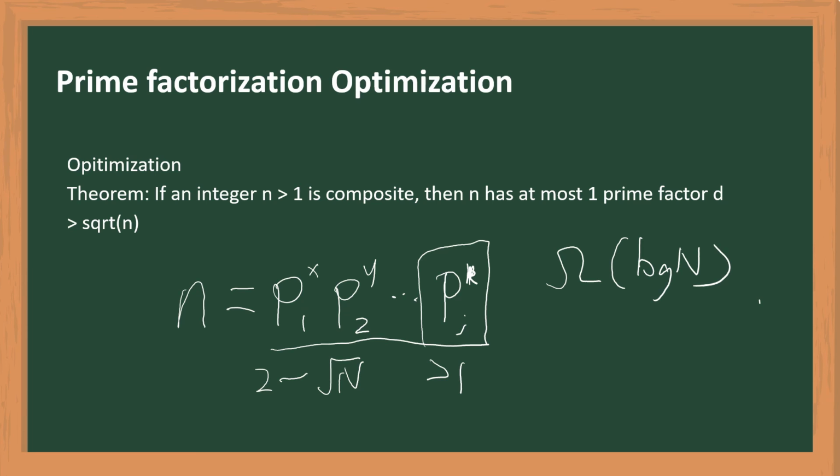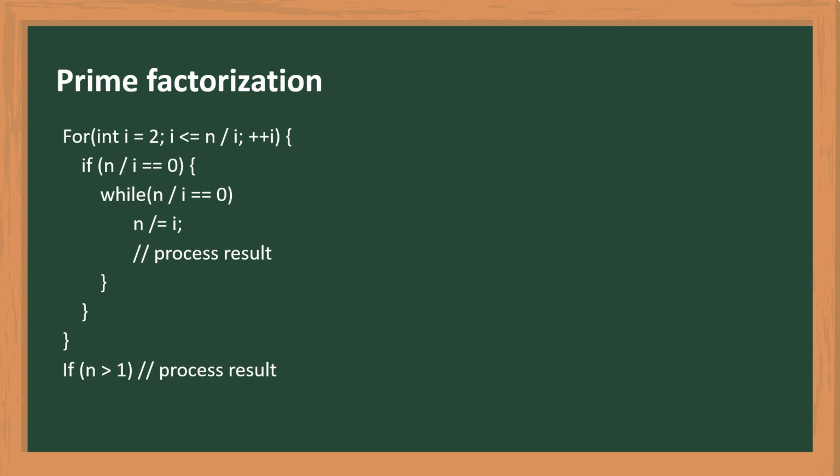And in the worst case, if it is a prime number, we only need to check the square root of n times to find all the prime factors. That is itself. This is the optimization part of the code. You will see here we only go through the square root of n times to get all the prime factors. And finally, we check the remaining part. If it's larger than 1, then it is the last prime factor.